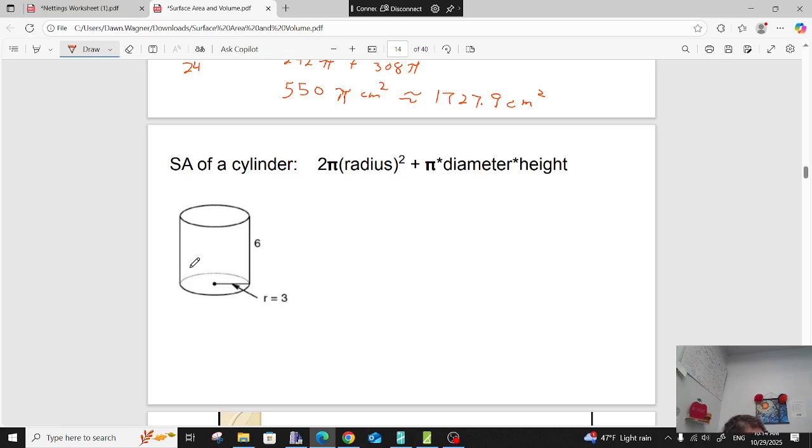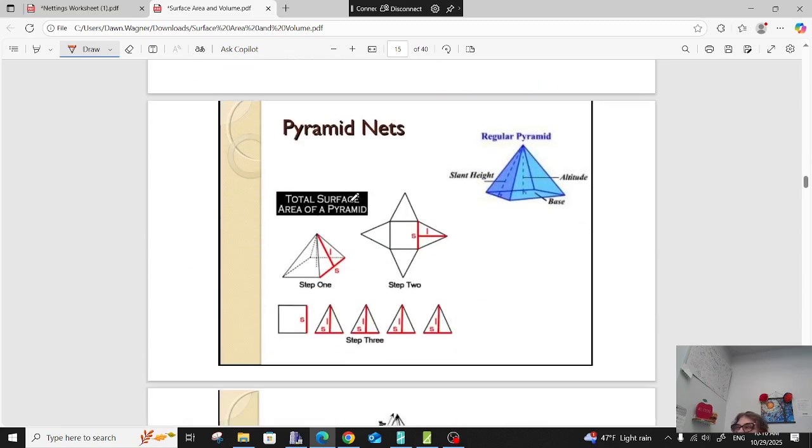And this one didn't give a unit, so I'm just going to write unit squared. And if you did this one correctly, we got 54 pi unit squared, 169.6 units squared.